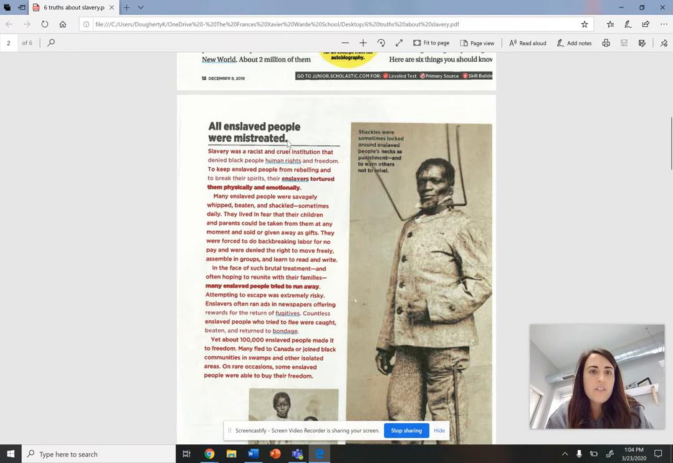Slavery was a racist and cruel institution that denied Black people human rights and freedom. To keep enslaved people from rebelling and breaking their spirits, their enslavers tortured them physically and emotionally. Now I'm going to stop here because I already have words that are in bold. We know that text features enhance our learning, and they communicate to us about the important parts. So the fact that it's already in bold words helps me realize that's probably our first topic.